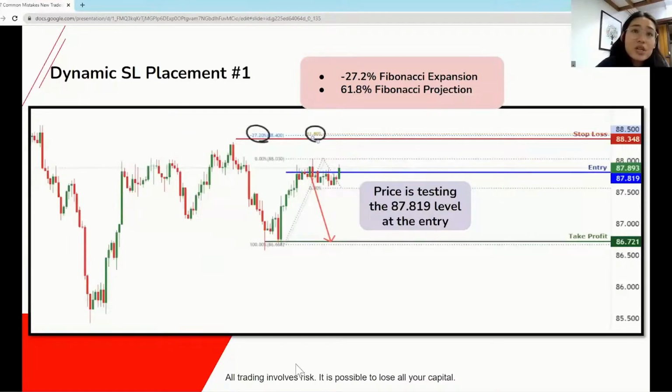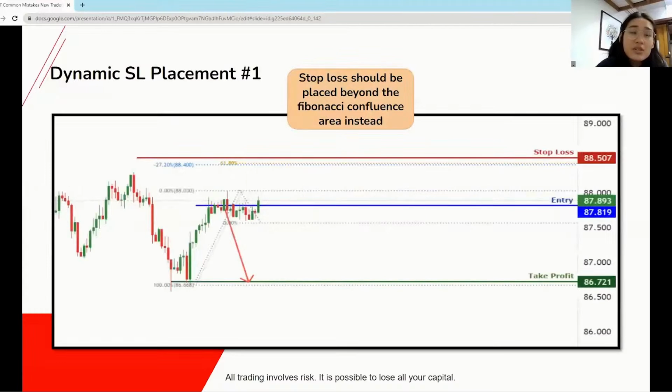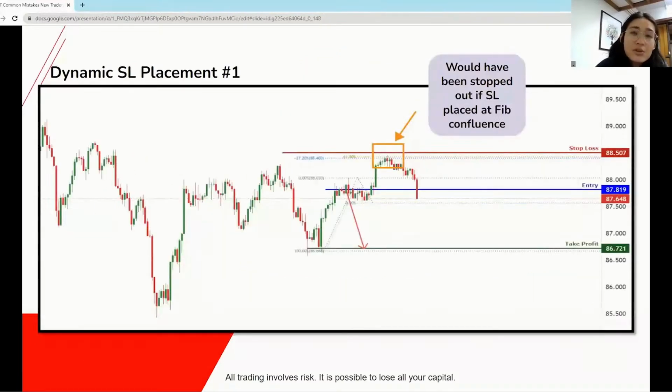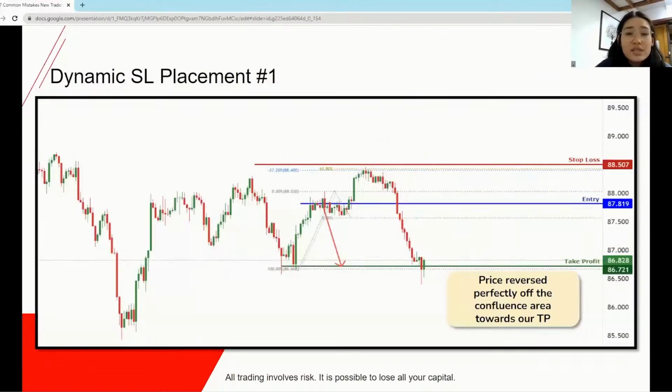So you can compare the two. Here we have the stop loss under it, whereas here we want it to be beyond or above. So if we had put our stop loss right at the confluence area, we would have been stopped out. You can see from this little arrow here that we've highlighted. Price is often attracted to strong areas of support and resistance before reversing off of these areas. And you can see after that, it immediately dropped back down as we expected towards our take profit.